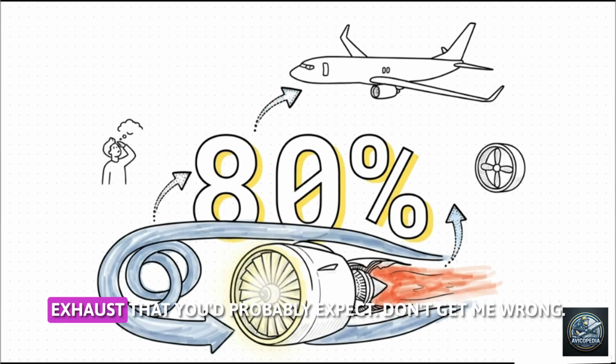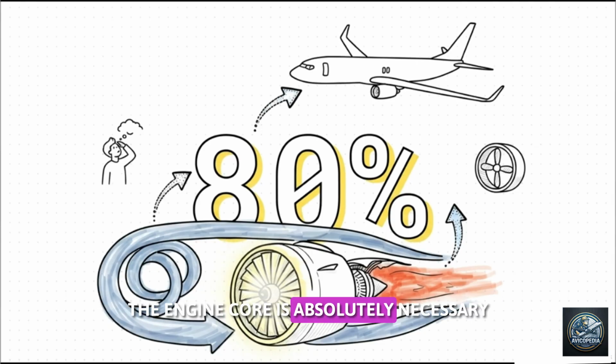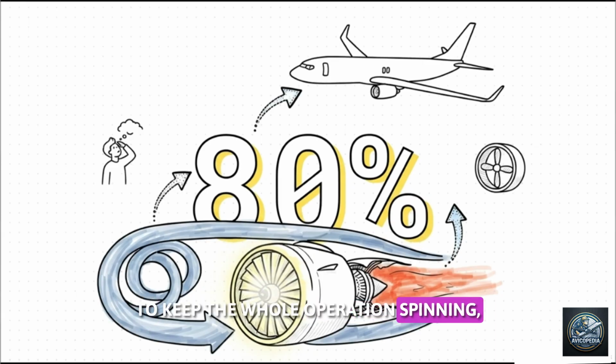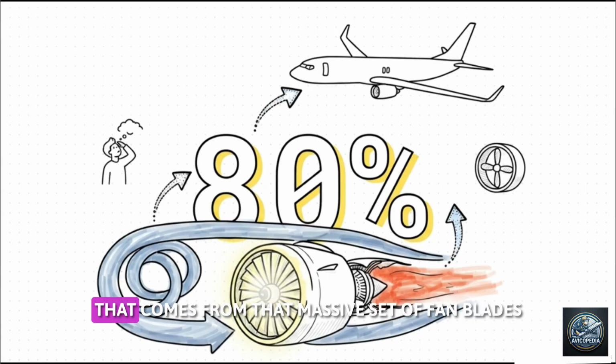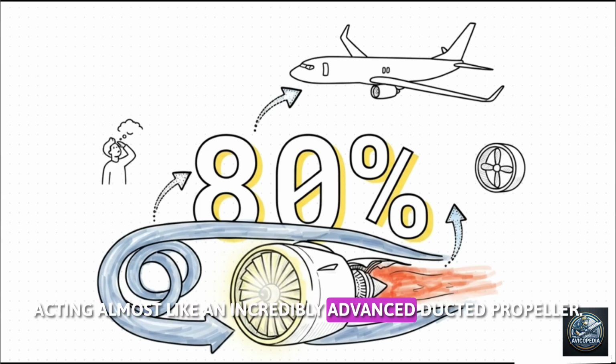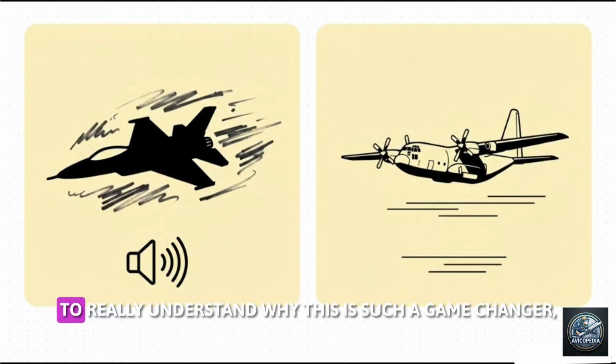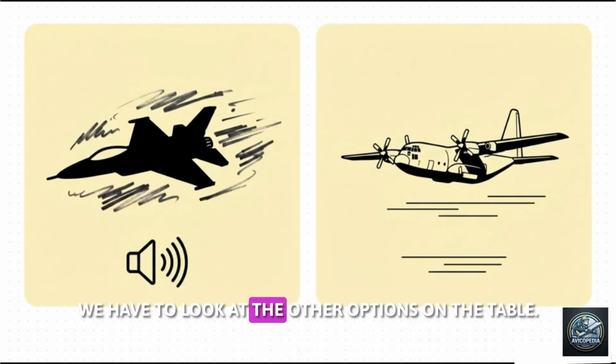Not the fiery core exhaust that you'd probably expect. Don't get me wrong, the engine core is absolutely necessary to keep the whole operation spinning, but the vast majority of the actual pushing power comes from that massive set of fan blades acting almost like an incredibly advanced ducted propeller.